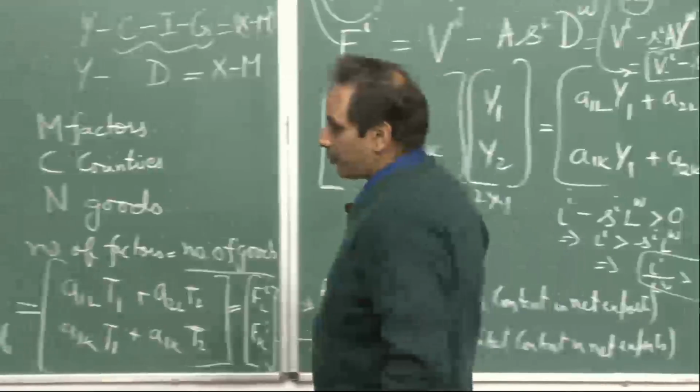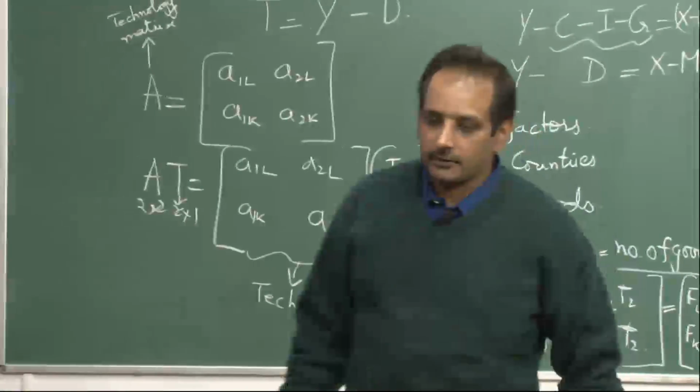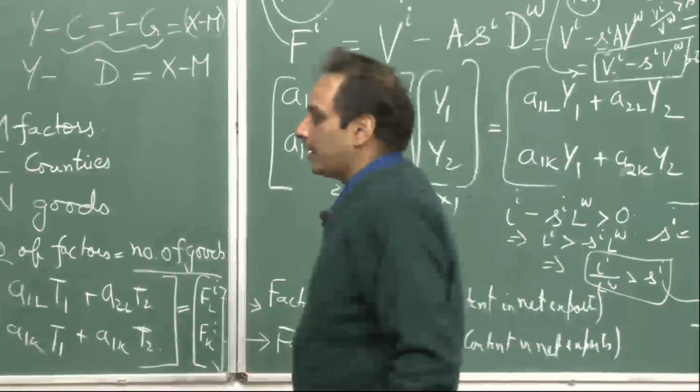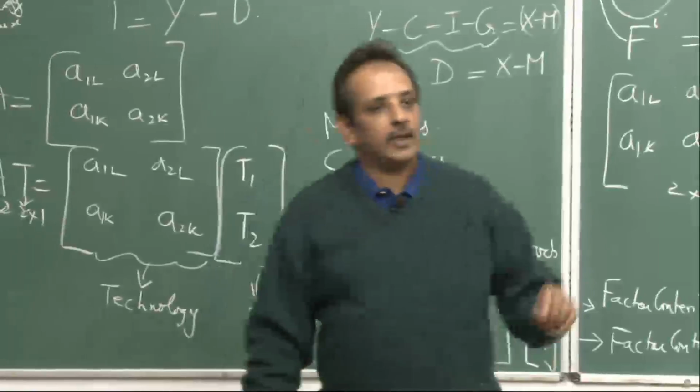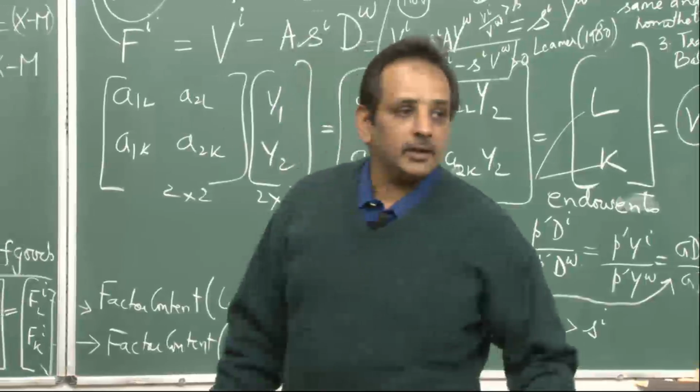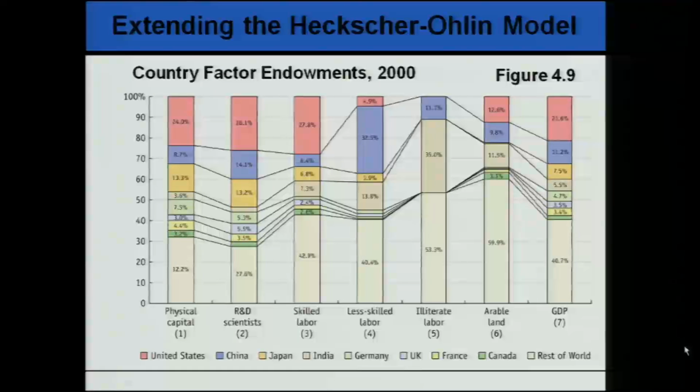Illiterate labor is the product of 1 minus adult literacy rate into adult population. That is how you define illiterate labor. Less skilled labor is anyone who has completed primary and secondary education. Skilled labor is someone who has done tertiary education. R&D scientists are defined as R&D intensity into the total population, and physical capital is from the Penn World tables, its capital to labor ratio multiplied by the total labor force in the year 2000.